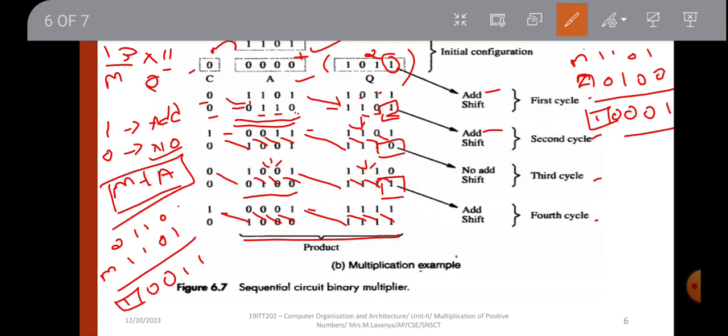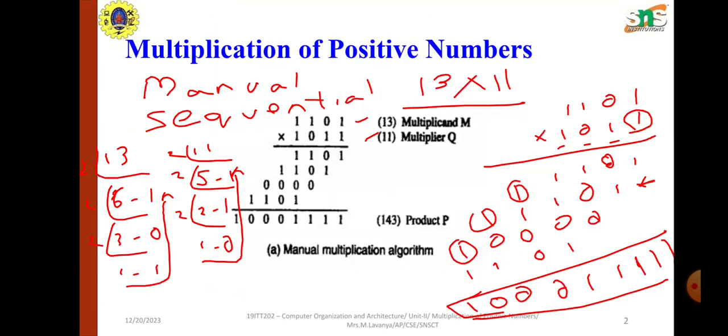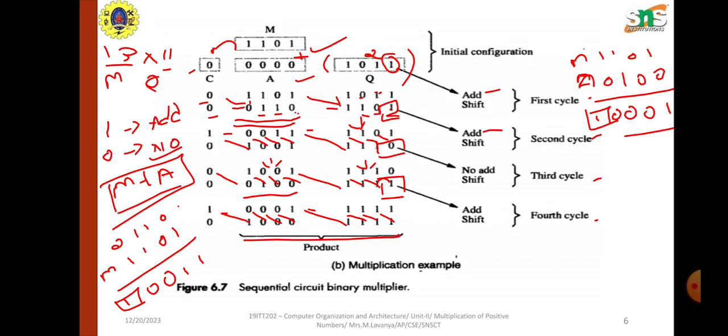For this, we can check the consistency between the manual and sequential operation. In manual, what is the result we have got? Manually we got 1 0 0 0 1 1 1 1. In sequential we have got 1 0 0 0 1 1 1 1. And finally our sequential multiplication is completed.